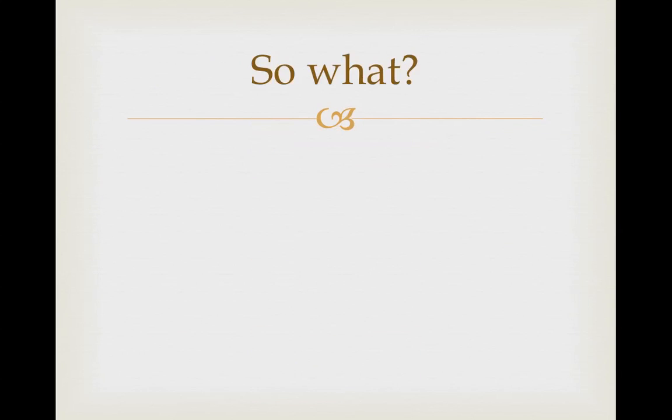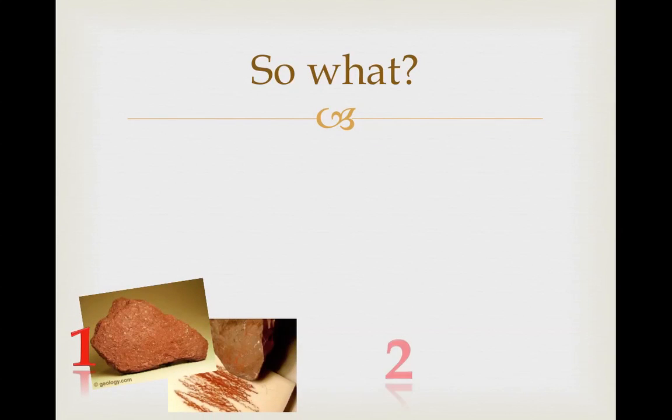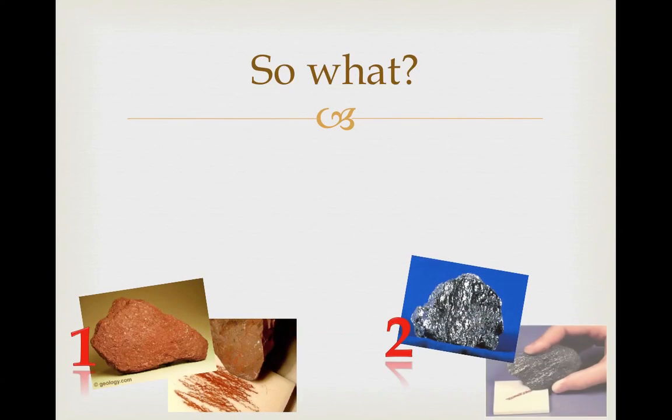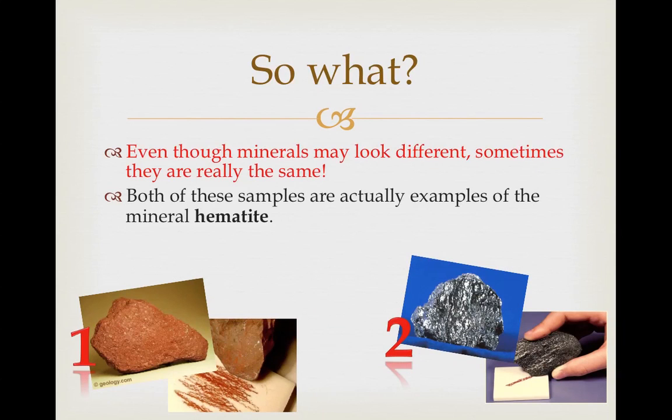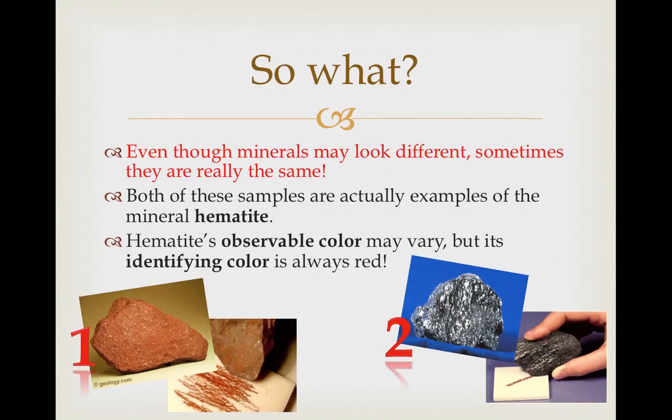So what? Even though minerals may look different, sometimes they're really the same. Both of these samples are actually examples of the mineral hematite. Hematite's observable color may vary, as you can see in these two samples, but its identifying color is always red.